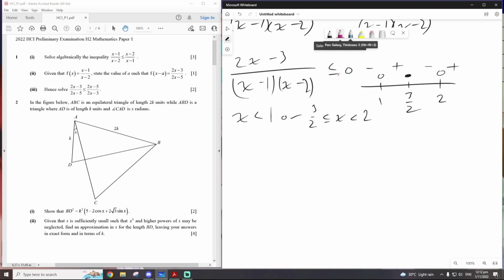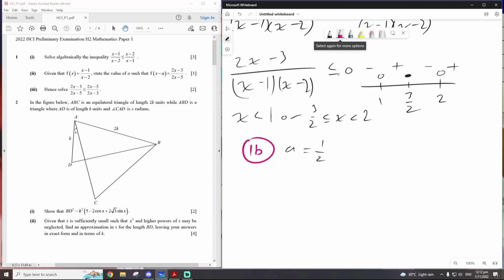Given that f of x is this, state the value of a such that f(x) minus a is (2x minus 3) divided by (2x minus 5). For this, this is just by observation. So a equals to half. Hopefully you'll be able to observe that, because you will get (x minus 3 over 2) divided by (x minus 5 over 2). Top and bottom multiplied by 2 gives you the result.